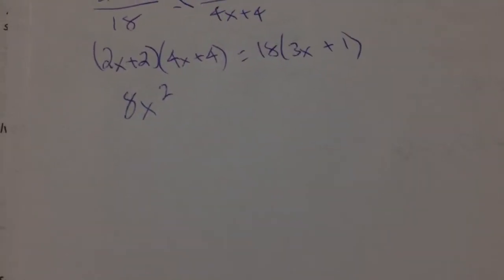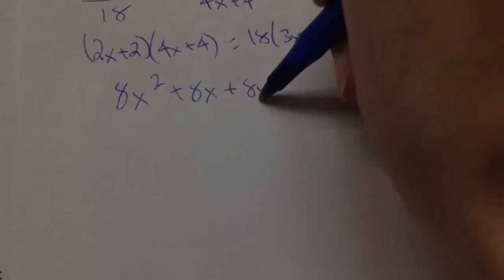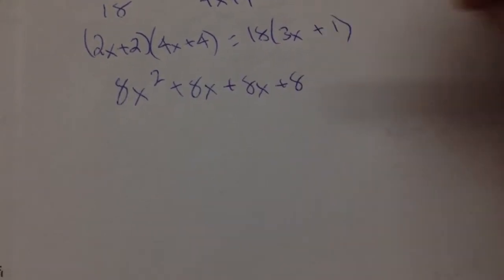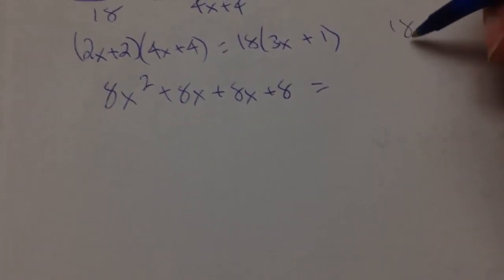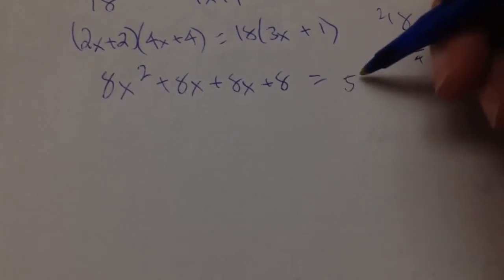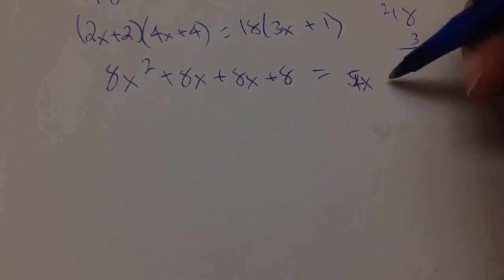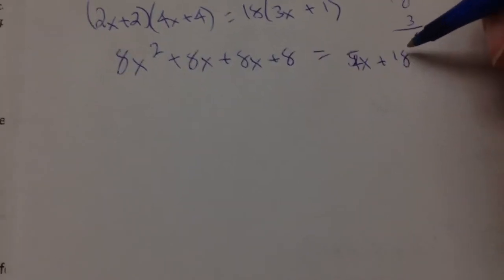So 2x times 4x should give us 8x squared. And then 2x times 4 is 8x. 2 times 4 is 8x. 2 times 4 is 8. And then on the other side, 18 times 3 is 54x plus 18. So let's start to simplify it.